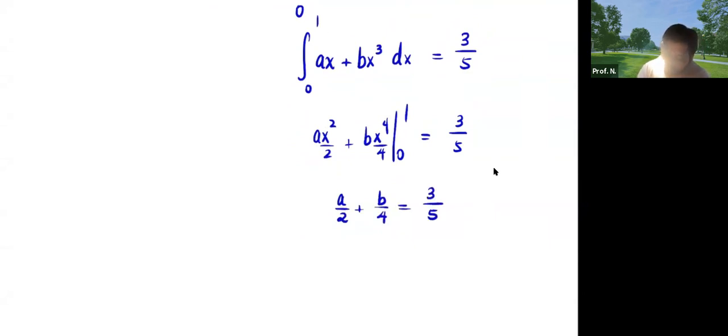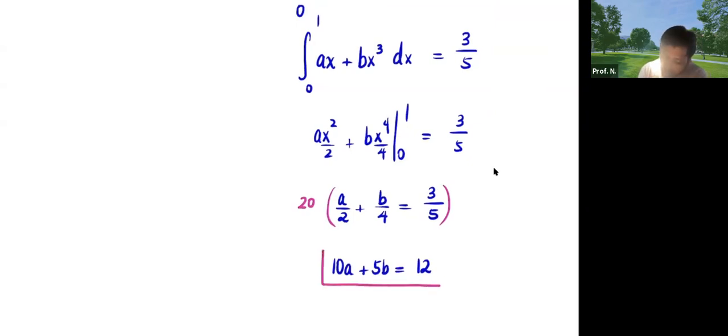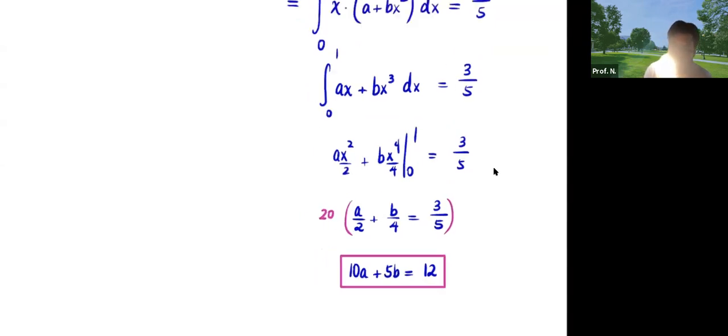So what do I have? What's the common factor here that I can multiply this whole thing by? I'll multiply this whole thing by 20. When I do that, I get 10a plus 5b equals 12. What did I just discover? I discovered an equation with 2 variables. What's the problem behind this? I would need another equation to solve this, wouldn't I?